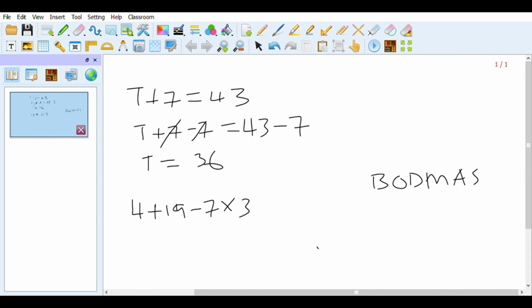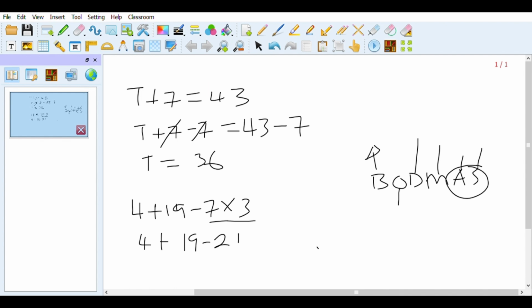BODMAS. So check for brackets, start with brackets if there is a bracket, check for of, check for division before multiplication, and then addition and subtraction. So anytime you come across an expression that has multiplication together with addition and subtraction, you perform multiplication first. So 7 times 3 gives us 21. So we'll have 19, and then we'll have 4. So addition and subtraction, even though here addition comes before subtraction, you can do any one. Okay, they have equal precedence.